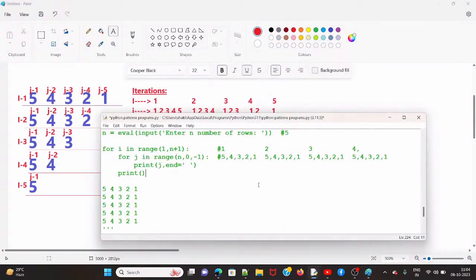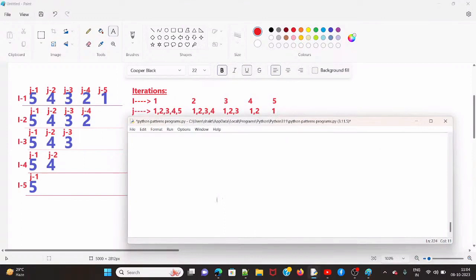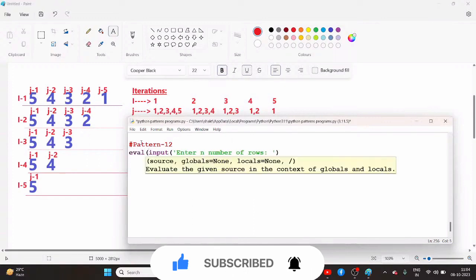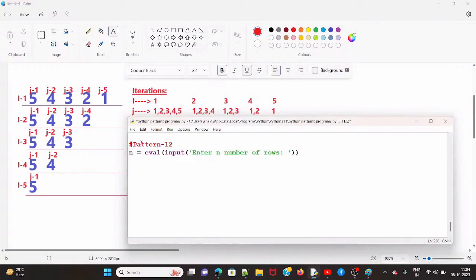Let's see the program here. This is pattern 12. So input of enter n number of rows. That's all. Right. So for I in range, I value is the same, starting from 1 up to the displayed number, 5. Then for j in range, now j starting from where?